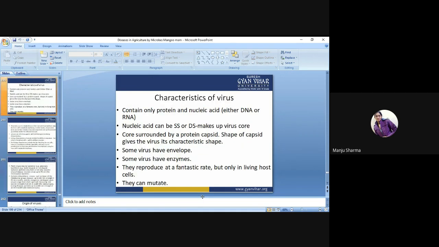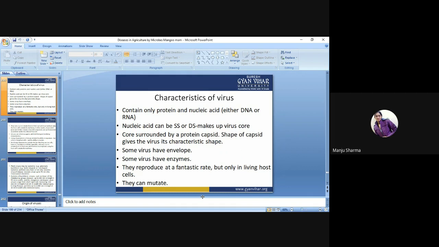Then the characteristics of viruses. They contain only protein and nucleic acid, either DNA or RNA. Nucleic acid can be single-stranded or double-stranded and makes up the virus core. The core is surrounded by a protein capsid, and the shape of the capsid gives the virus its characteristic shape.